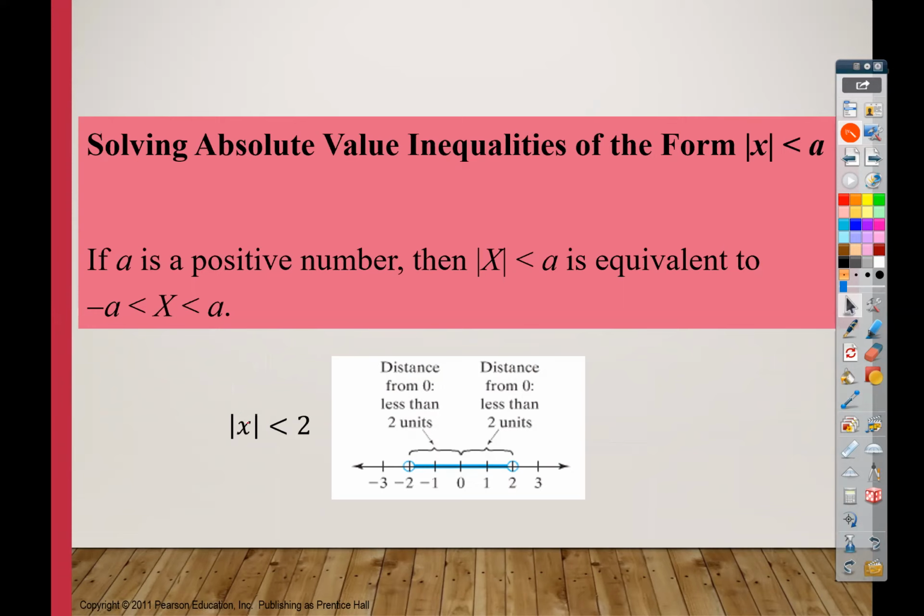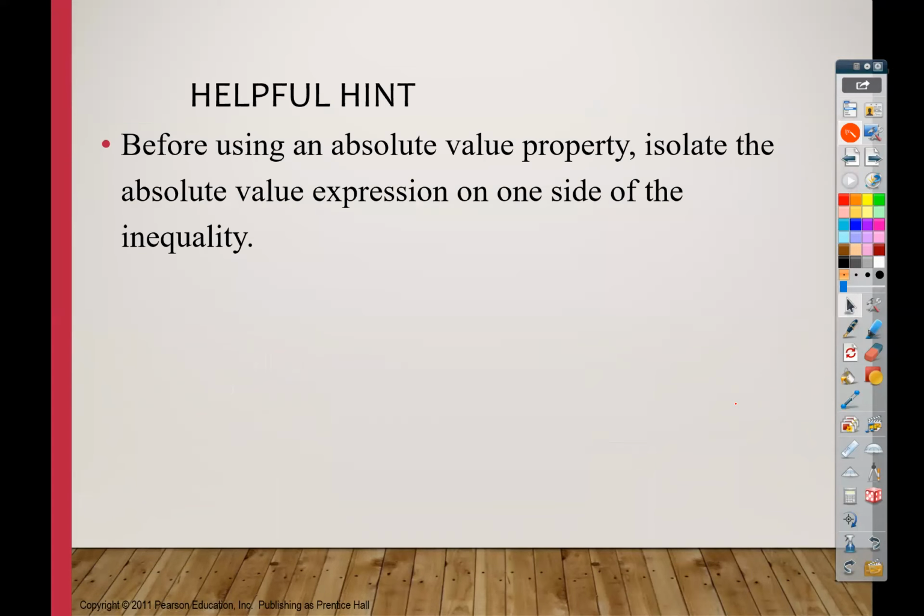If it has the absolute value of x is less than 2, that means that it's 2 units away from 0 in either direction, or less than 2. Before using an absolute value property, isolate the absolute value expression on one side of the inequality.